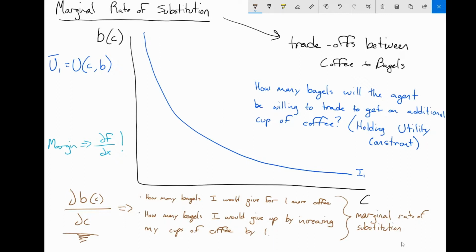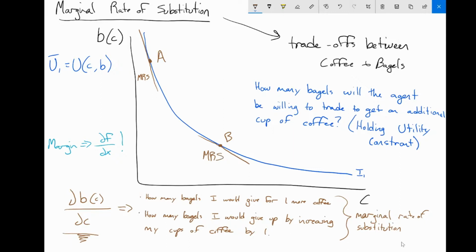It is the derivative of this function. So if I am at point A, at bundle A, the derivative of this indifference curve is going to give me the marginal rate of substitution. That is, how many bagels I need to give up to get an additional cup of coffee. Likewise, down here, let's say this is point B. This has a derivative, the marginal rate of substitution. That means how many bagels I need to trade to get an additional cup of coffee.